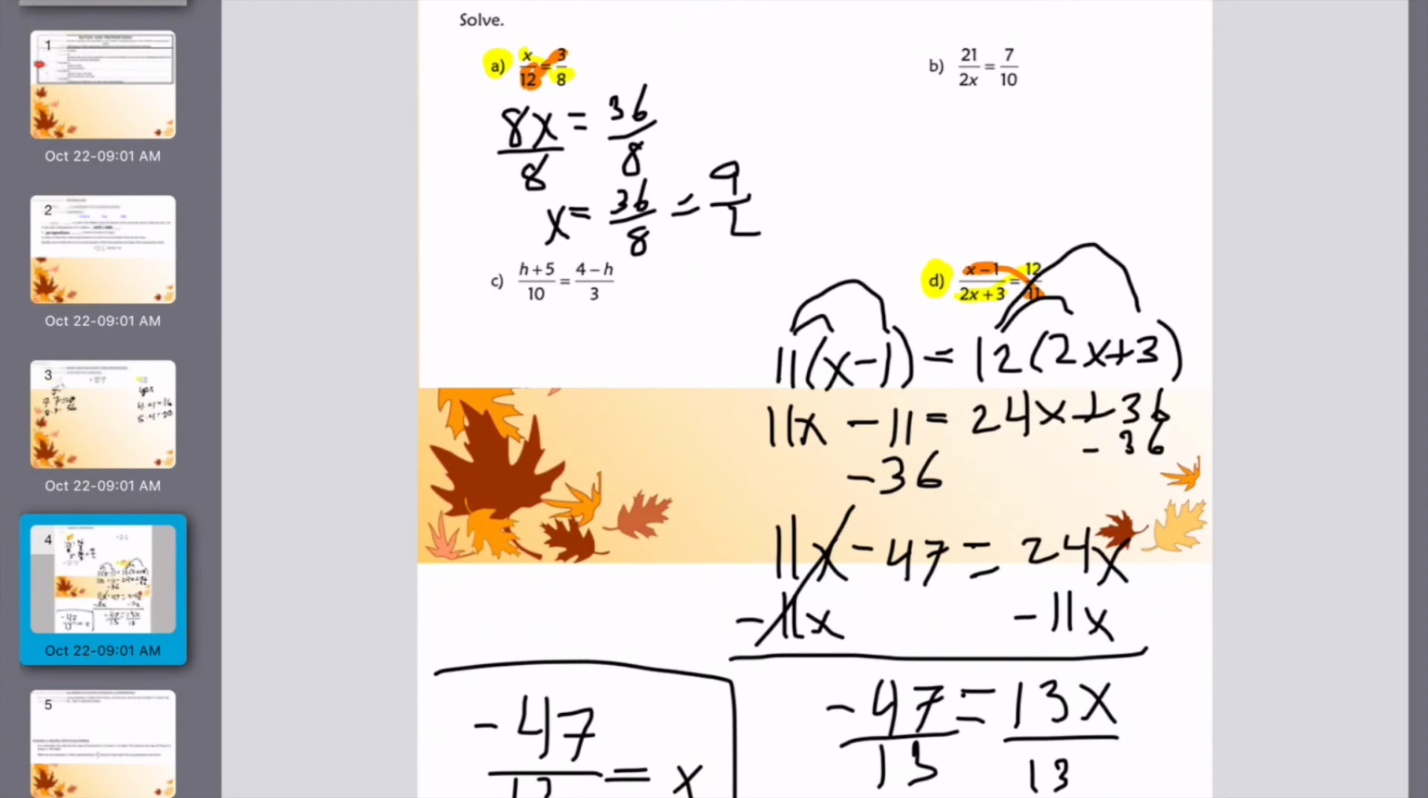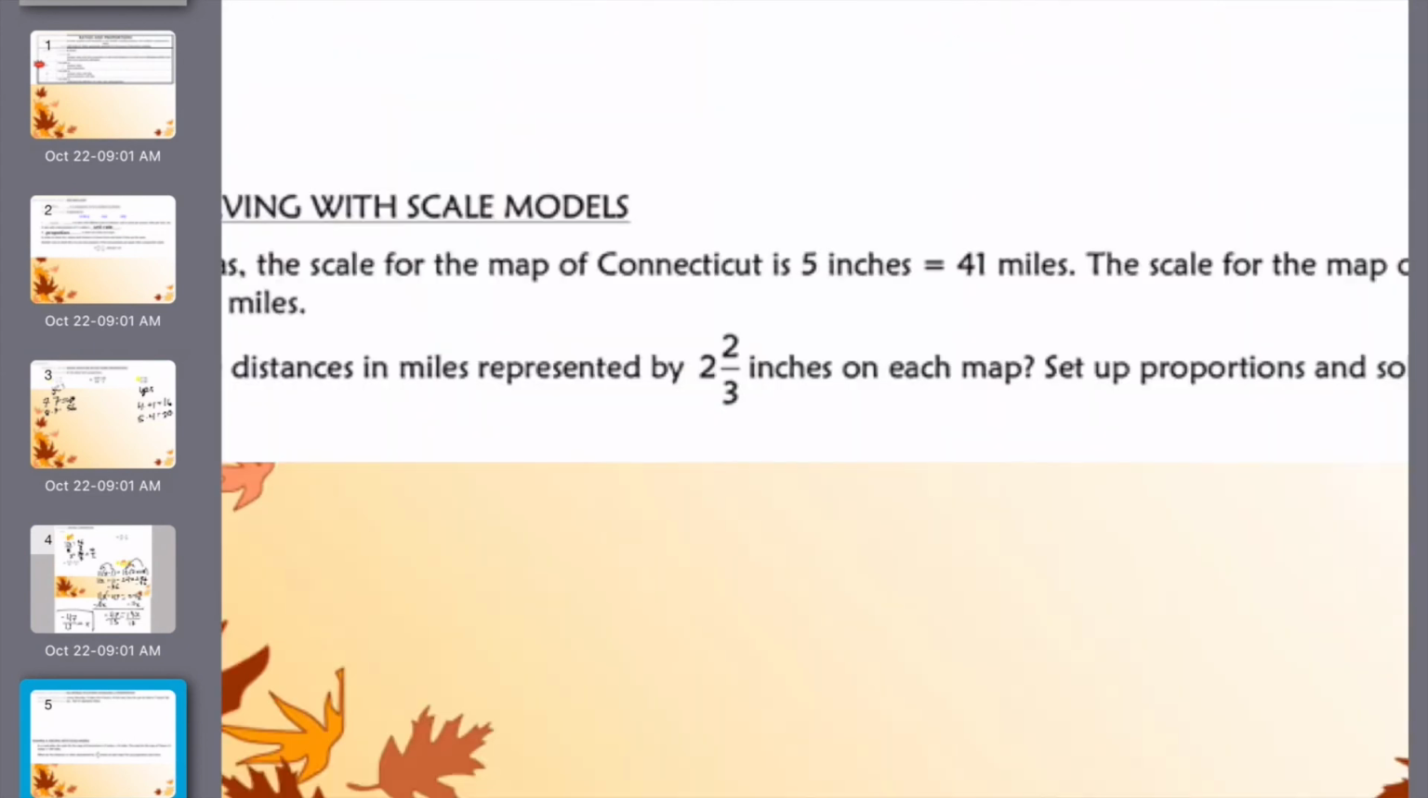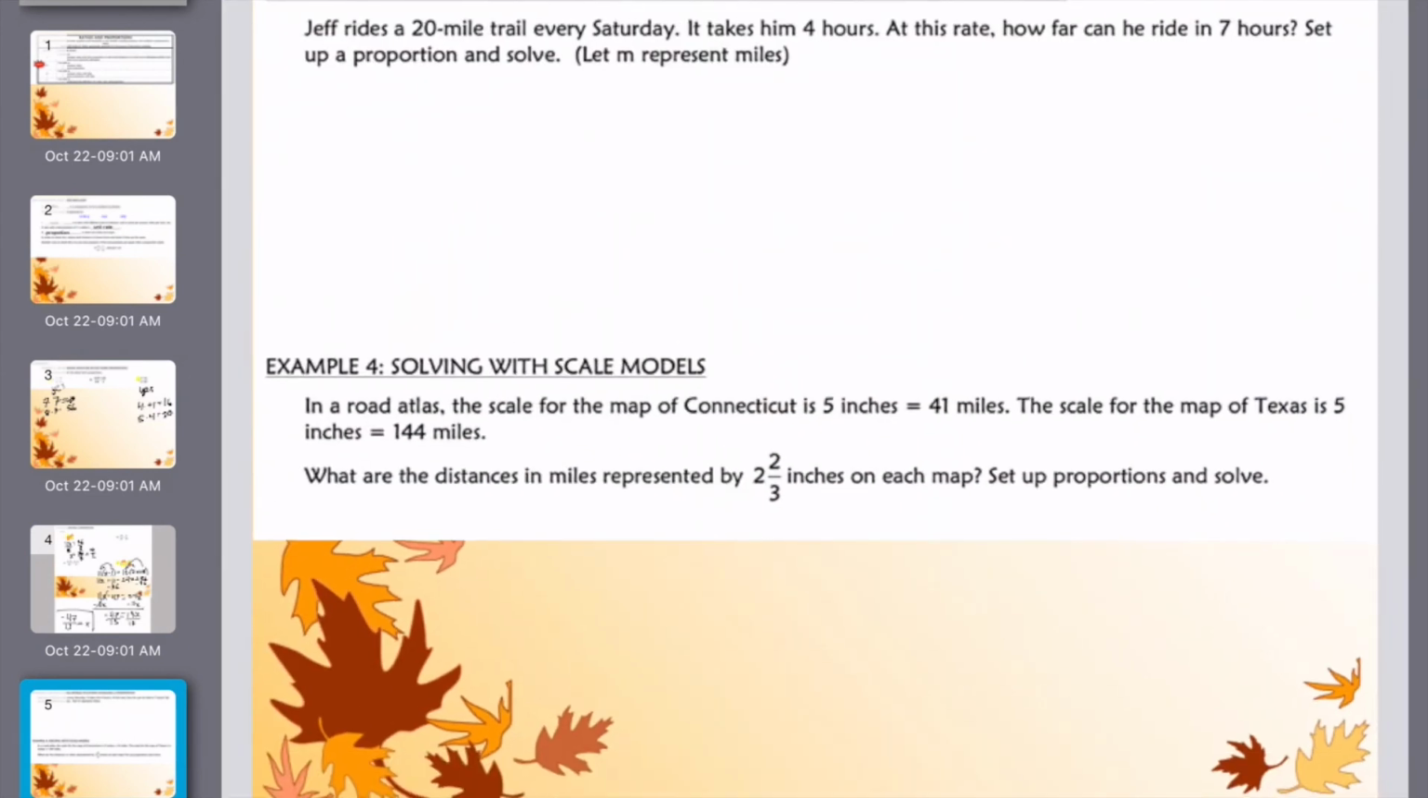All right. So I'm going to finish out with example number 3 and leave example number 4 for you to do if you'd like. Jeff rides a 20-mile trail every Saturday. It takes him 4 hours at this rate. So I know 20 miles over 4 equals, at this rate, how far can he ride in 7 hours? So I need to keep my time in the same location in the denominator, and I want to know x number of miles. Set up a proportion and solve.